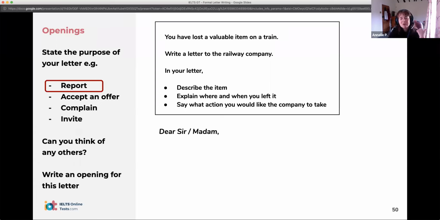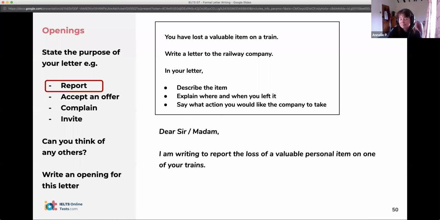So we've got our greeting. "I'm writing to report." Again, put that purpose there, fair and square, right there. Don't mess around. Use the word that describes the purpose. So the loss of a valuable item or a missing item, that's very nice, on one of your trains. All right, and that's the way that you want to start.